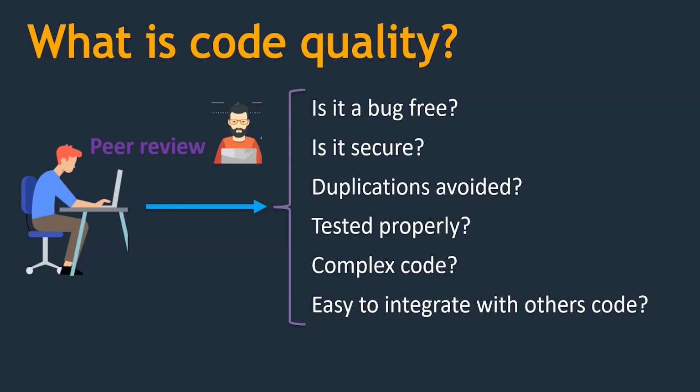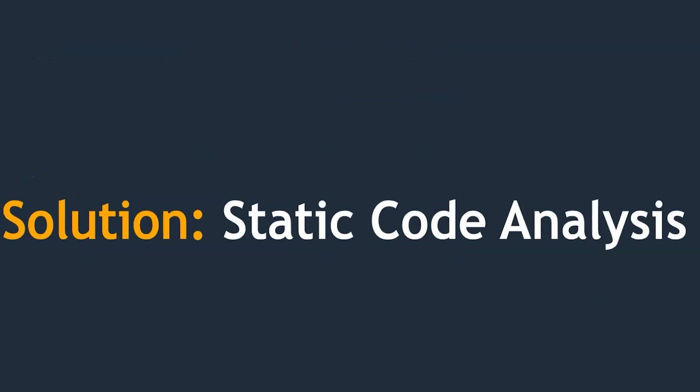So we need some kind of automation which can help us review our code quality. That is where static code analysis comes into the picture. By using static code analysis, you can improve the code quality and it also reduces a lot of your time and effort. So now let's understand what static code analysis tools are available in the market.